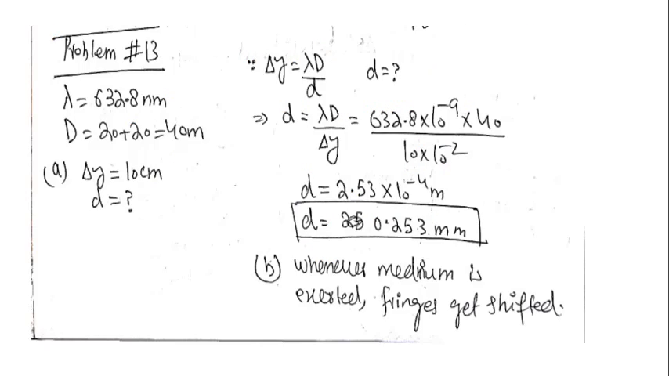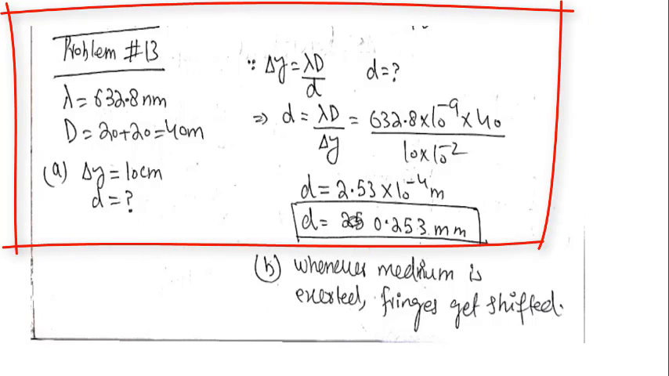So look here, wavelength is given, the distance between the screen and slit is given, because it travels 20 meter and comes back, so 20 plus 20 is equal to 40 meter. So this is the slit screen separation, and the fringe spacing is given, that is delta y is equal to 10 centimeter, and we are asked to find this d. So delta y is equal to lambda D by d, so d is equal to lambda capital D by delta y. Putting all the values we will get 0.253 millimeter.